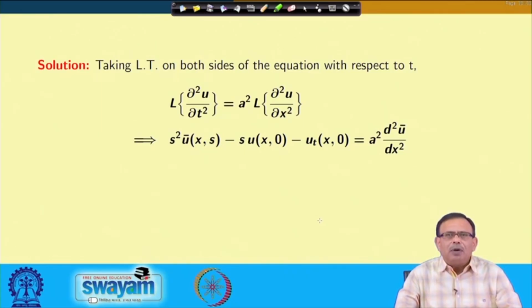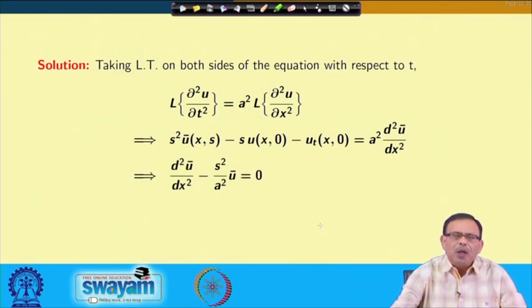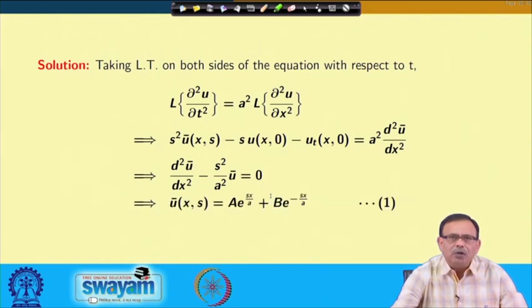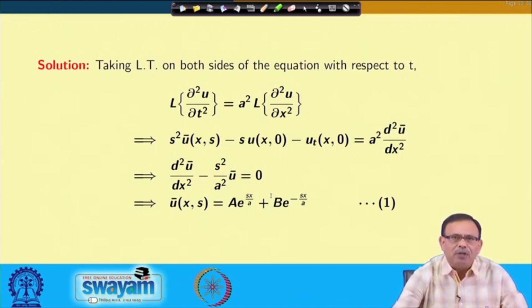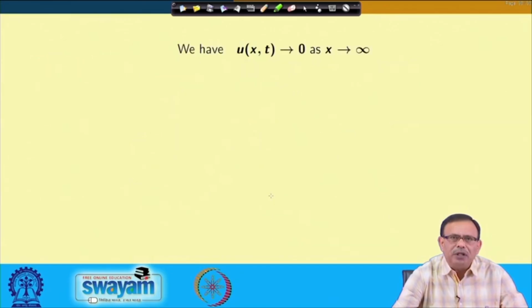Now, I know from the conditions u(x, 0) is 0 and u_t(x, 0) is 0. If I substitute this, the equation will be converted into a second order ODE, and the solution of this I can directly write down: u bar(x, s) equals A e power s x by a plus B e power minus s x by a, where I have to find out the values of the constants A and B.